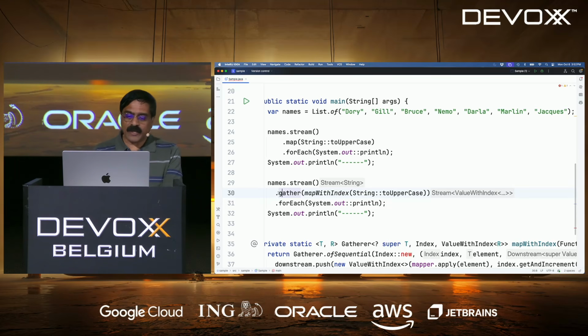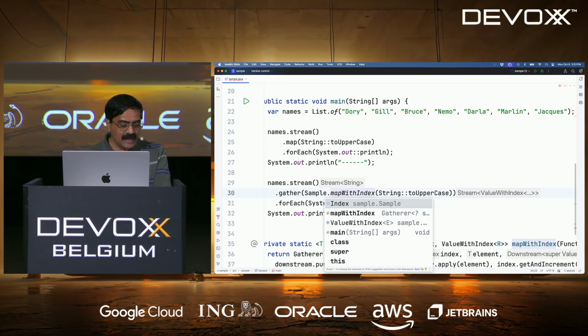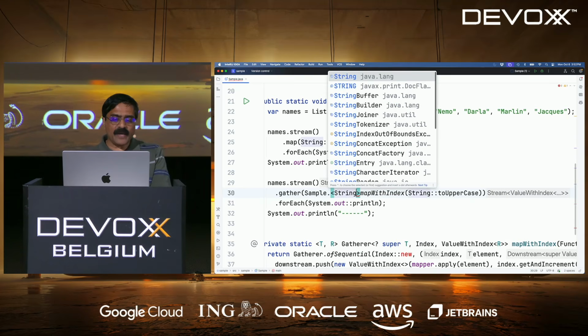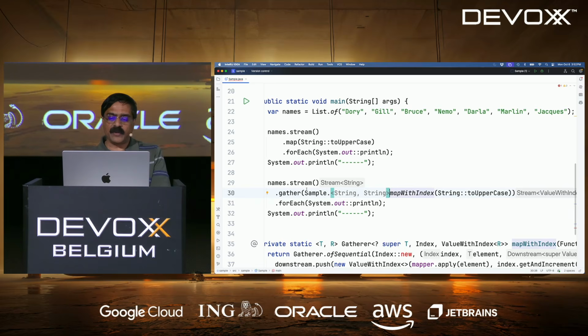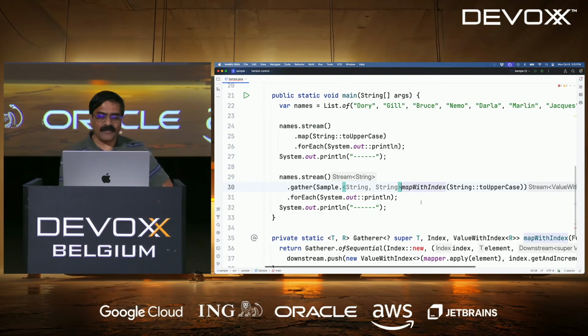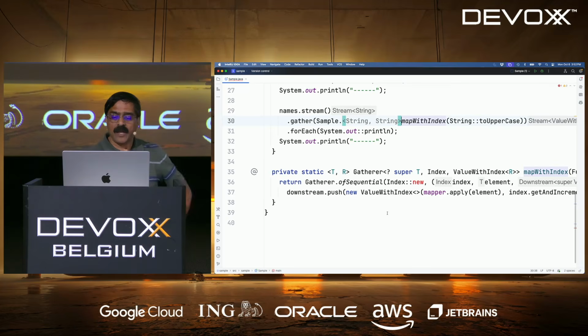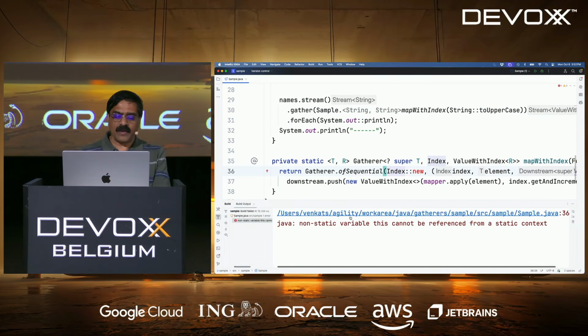So you will have to go here to mapWithIndex, and you want to say sample dot, and this is going to be a string you are passing to it, and a string you are returning as a value, and then a mapWithIndex. That's going to be the function you are calling at this particular point, and you're passing a string to the uppercase function, as you can see right there. All right, so let's start with that and see why it's complaining, and we'll figure out what it says.